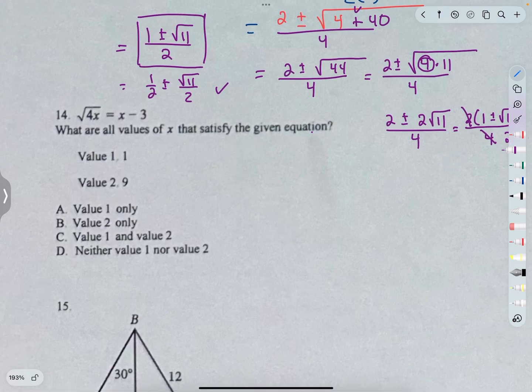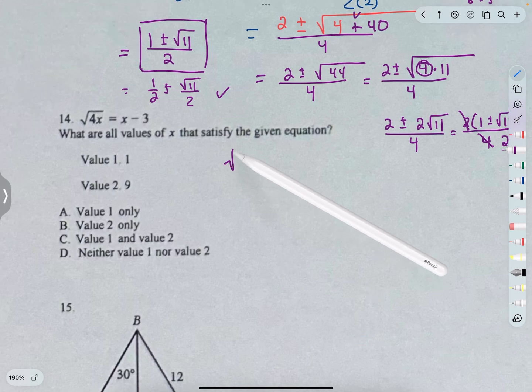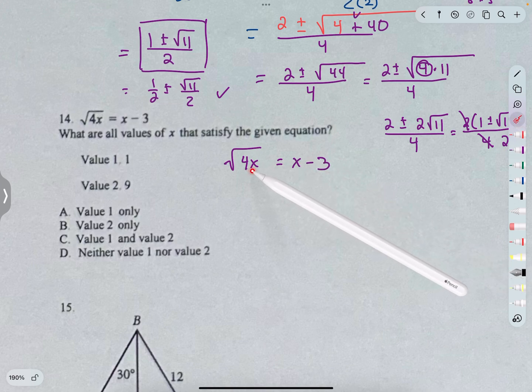14. What are the values of x that satisfy the given equation? Value 1 is 1, value 2 is 9. What are all the values that satisfy it? Well, let's just solve it. So this is a radical equation. How do I know? It's got an x and it's under a radical. And that makes it a radical equation. And we have pretty easy steps for this one. Make sure the radical is lone.